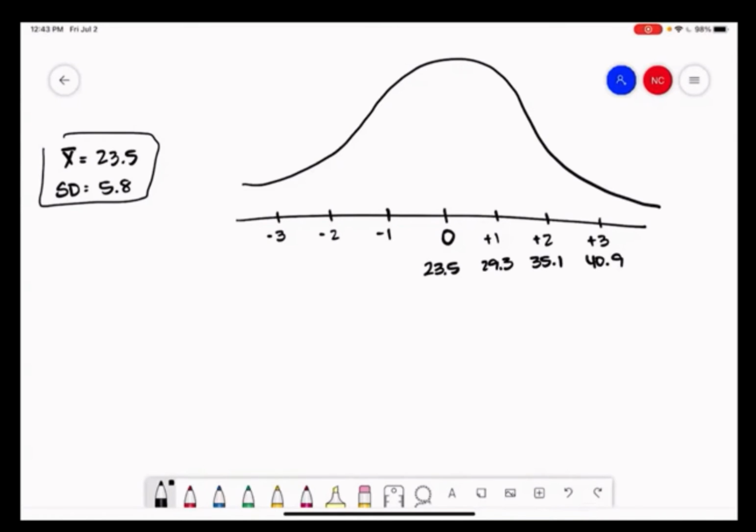We could also go in the minus standard deviation direction. So instead of adding your standard deviation value, you'd be subtracting, in which case we'd say 23.5 minus 5.8 gives us 17.7, minus 5.8 gives us 11.9, minus 5.8 gives us 6.1.